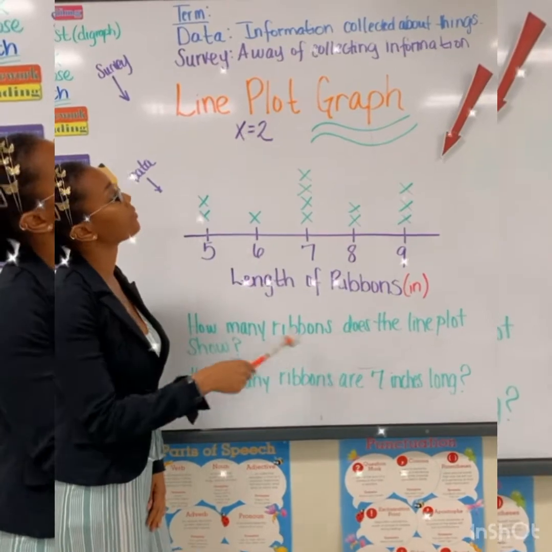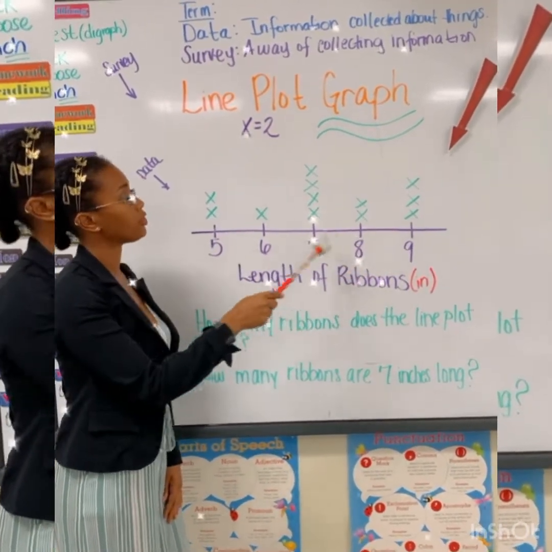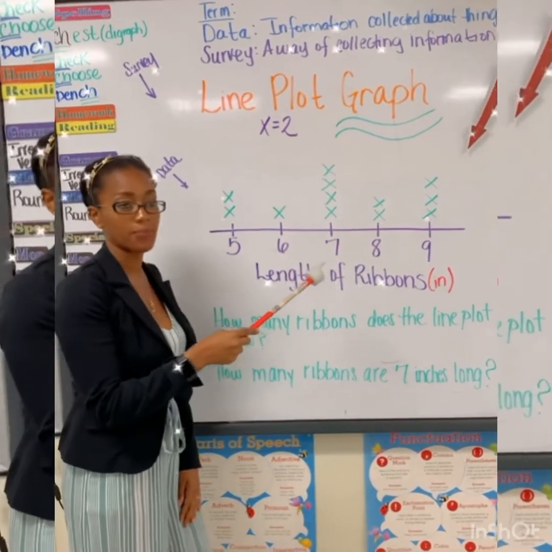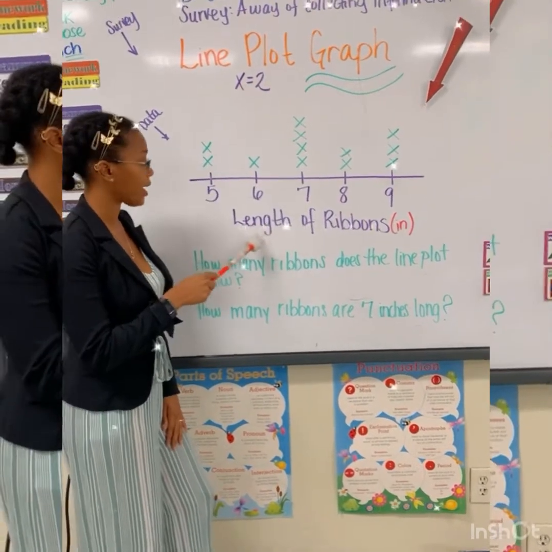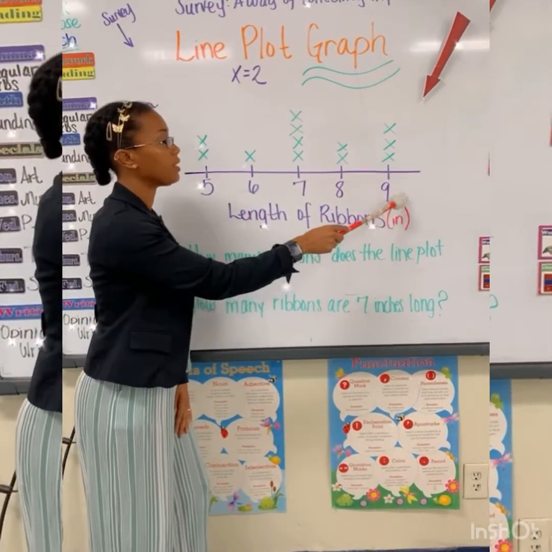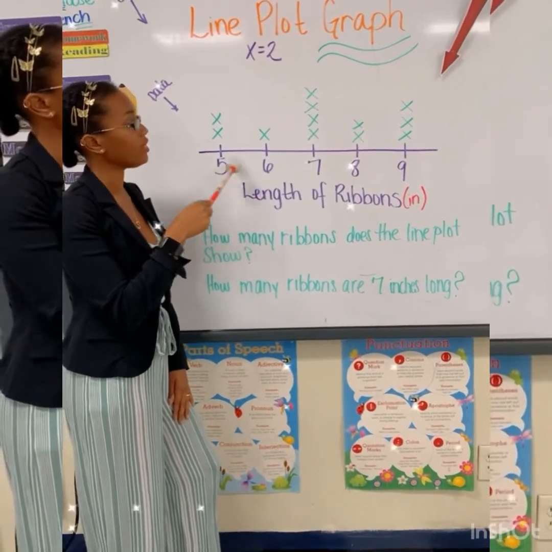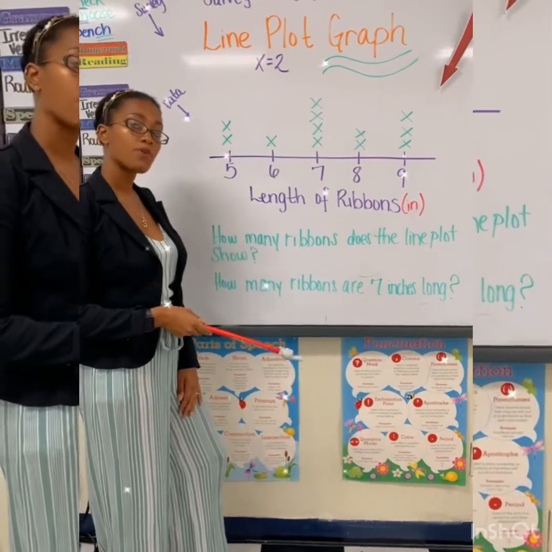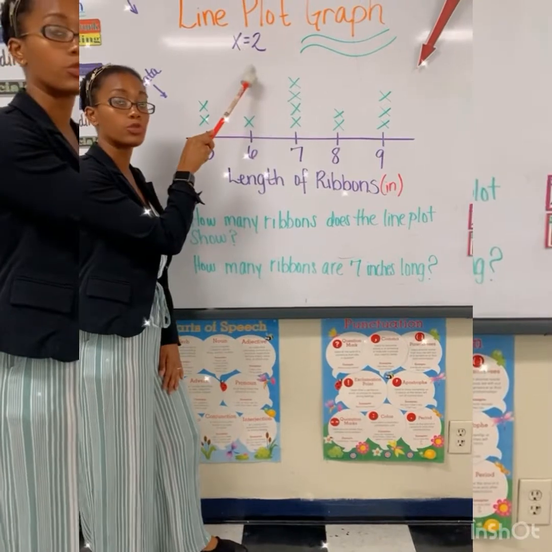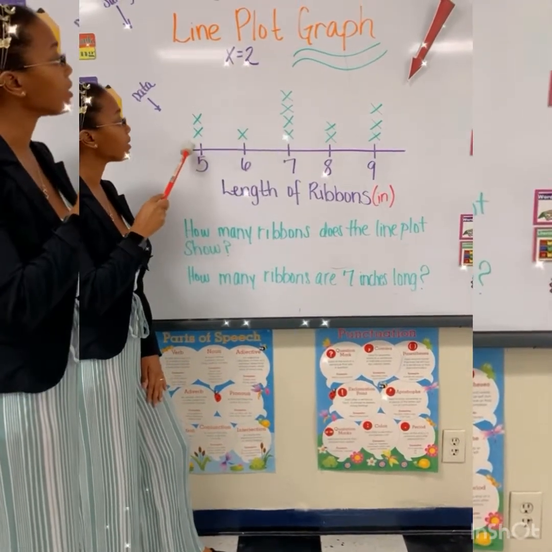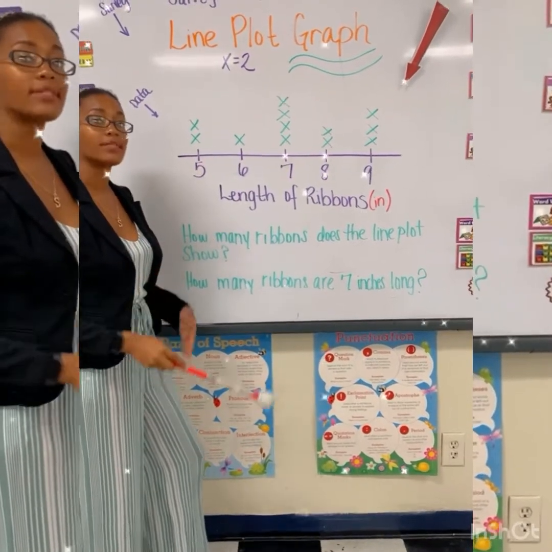This is an example of a line plot graph. The X above the line shows the number of times an object appears. So in this particular graph, we are looking at the length of ribbons, which means the number below this line here shows the length of each of the ribbons here. Also, before we begin, it's important to notice that my X is equal to 2. That means that we are not going to count these X's by 1, but instead by 2. Almost like skip counting.